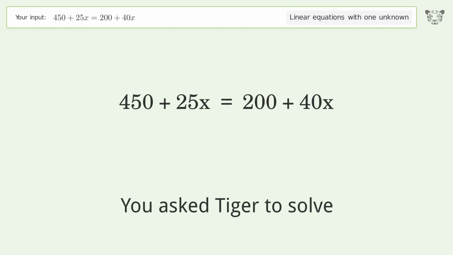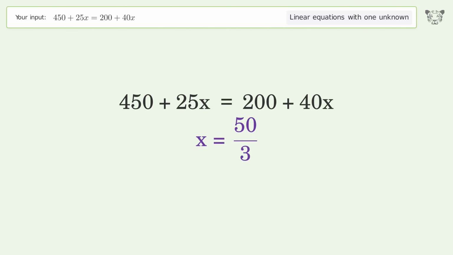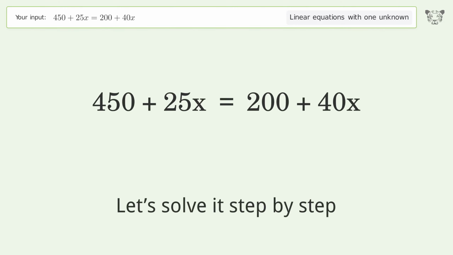You ask Tiger to solve. This deals with linear equations with one unknown. The final result is x equals 50/3. Let's solve it step by step.